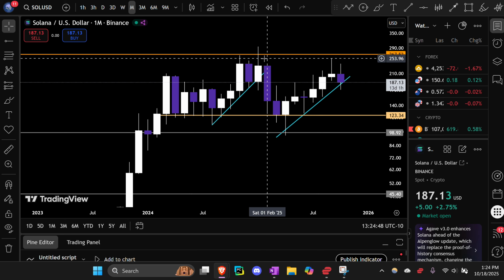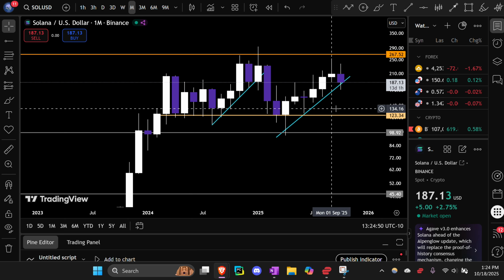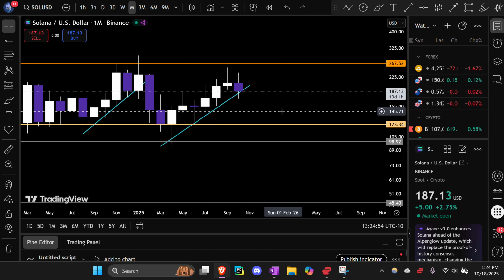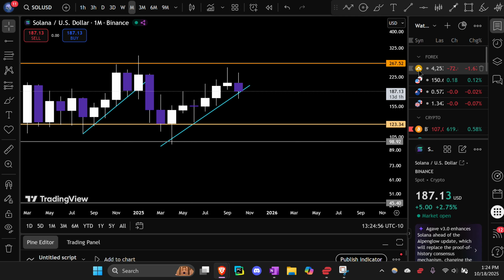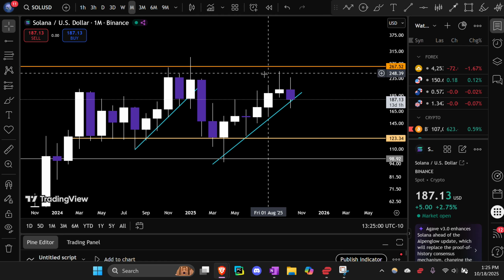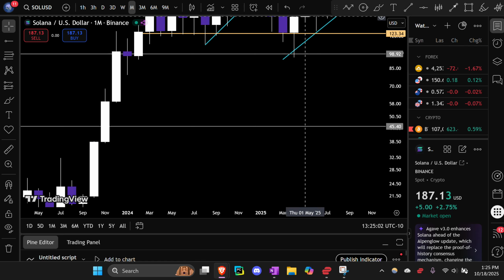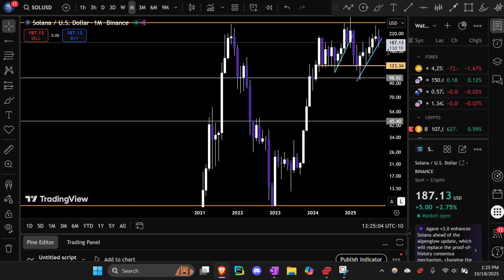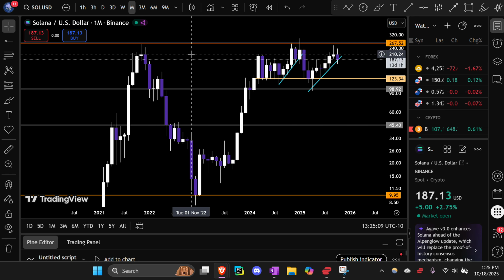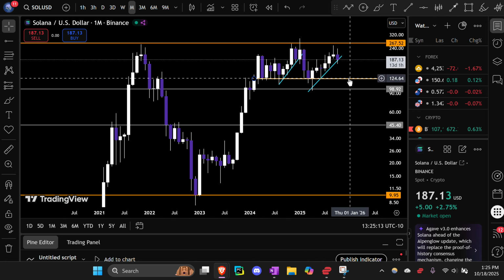So now we're in this zone area, right? And right now you can see we do have some strong wicks on the top. You get some strong wicks on the top here, very similar to what we had back here. So there is potential this price could go lower.